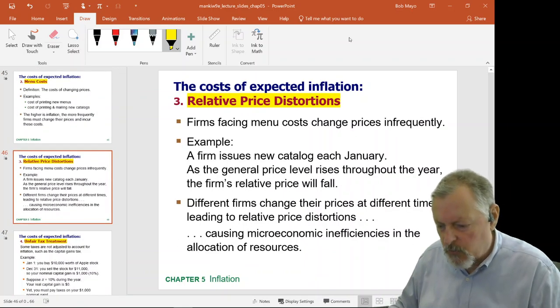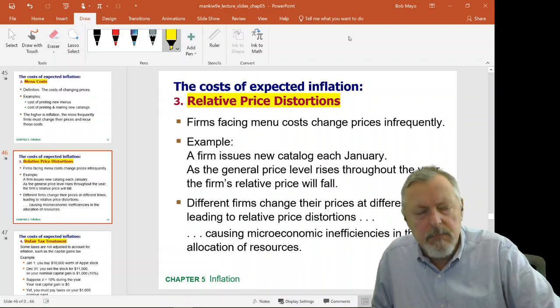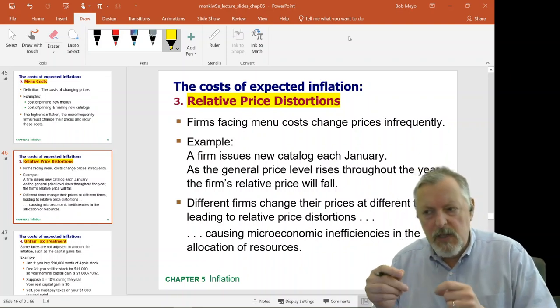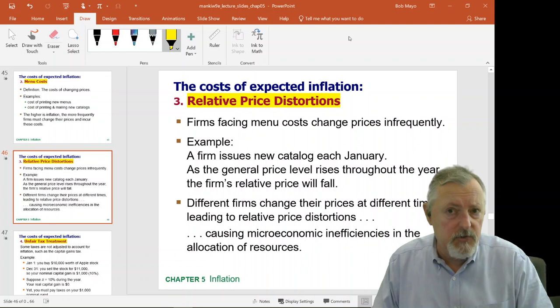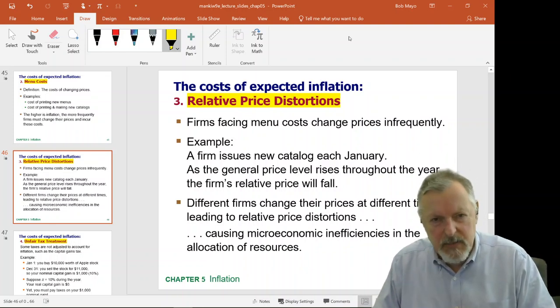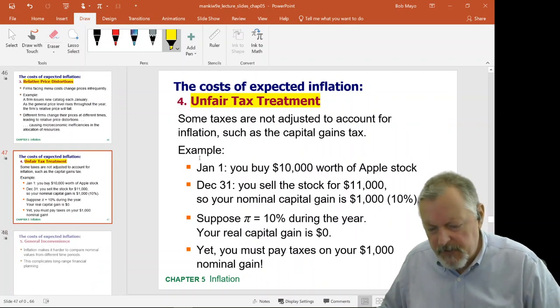Relative price distortion. This is a more serious problem. When prices change, they don't necessarily all change exactly at the same time. And in the meantime, the relative prices of two things may change, which will distort the trade-offs between them, and that leads to inefficiency. The book also refers to unfair tax treatment.